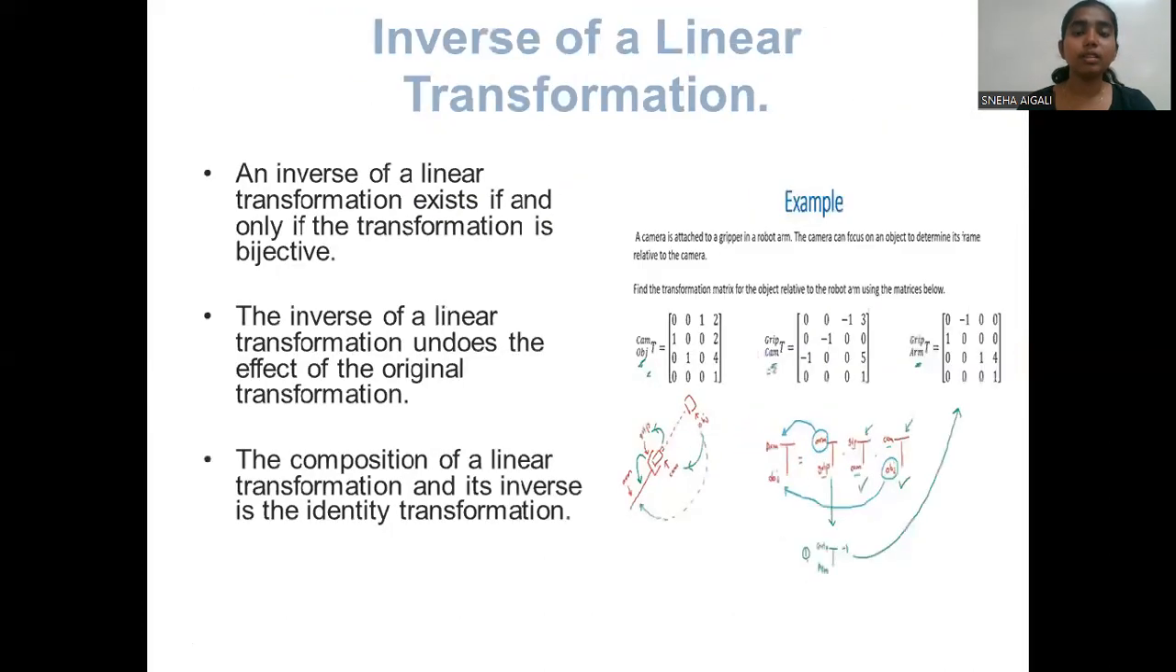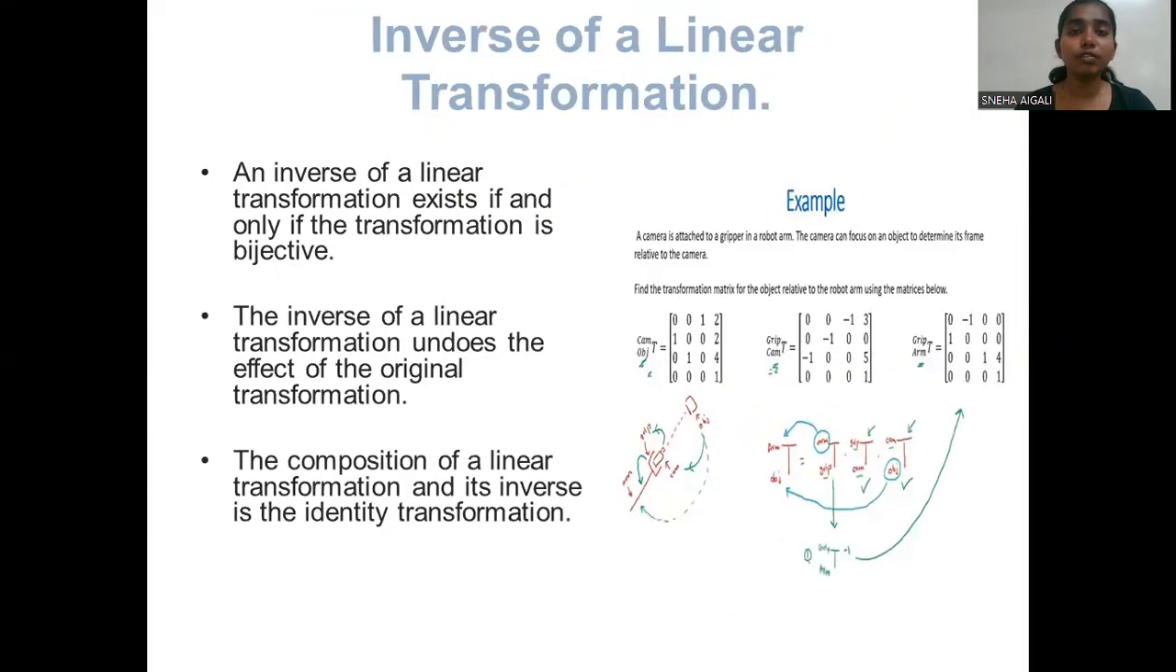Now next we have is inverse of a linear transformation. An inverse of a linear transformation exists if and only if the transformation is bijective. That is, inverse only exists when transformation is bijective. The inverse of a linear transformation undoes the effect of the original transformation. The composition of a linear transformation and its inverse is the identity transformation.